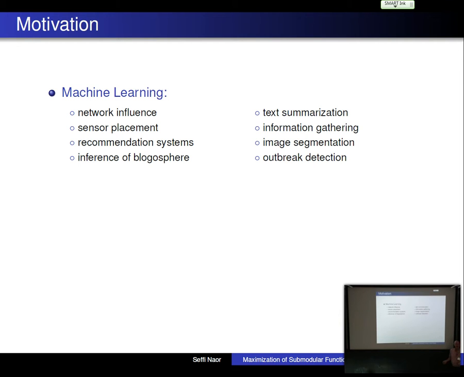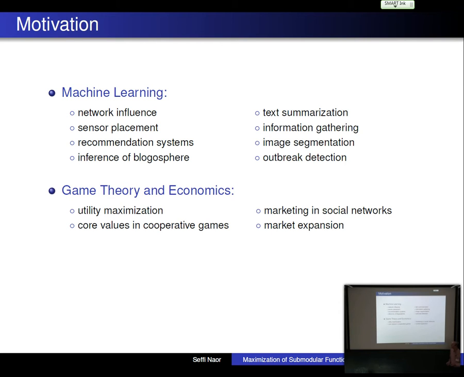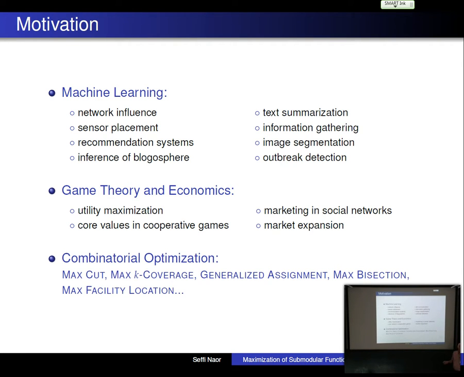Again, maximizing a submodular function over a family of subsets is a problem that comes up in many applications. I've written here a bunch of them. I won't go into the details. It's very rife now in machine learning, game theory, and economics. Of course, we're all more familiar with the classic applications in combinatorial optimization.